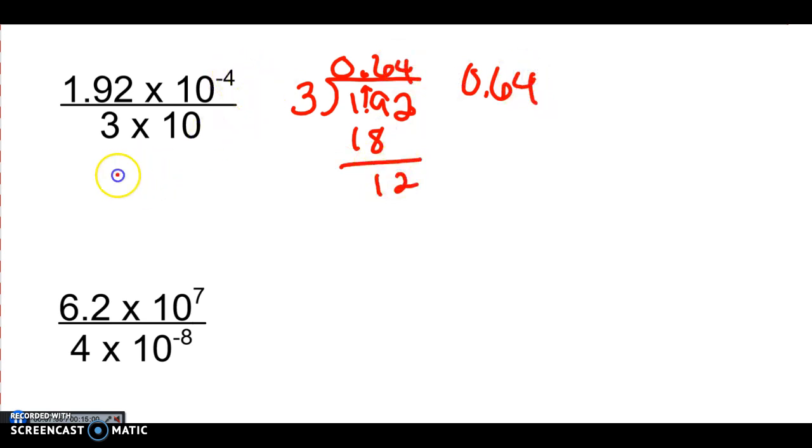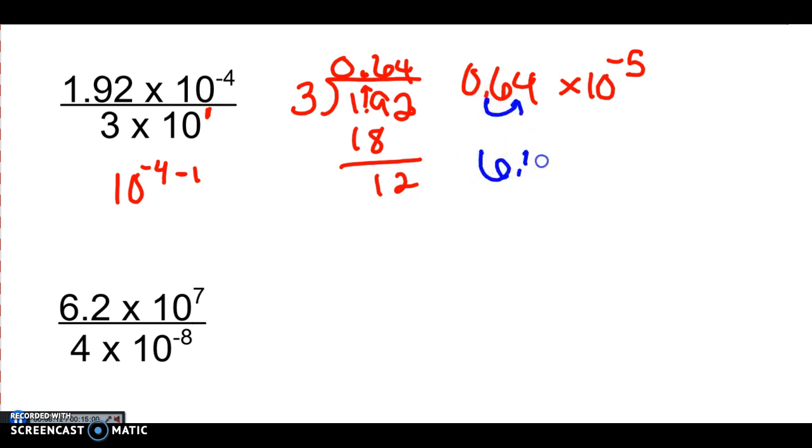And then I'm going to subtract 10 to the negative fourth minus 1, because there's a 1 here. And I get times 10 to the negative fifth. Again, this is not in scientific notation, so we have to move that decimal point over. And I get 6.4 times 10. And I'm going to subtract another one here, so minus 6.